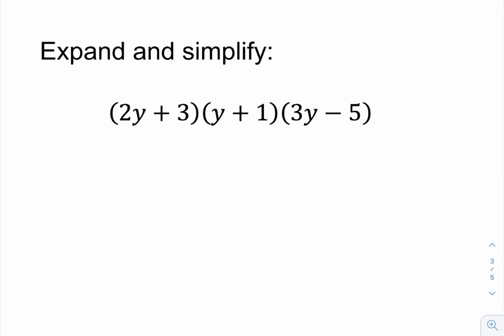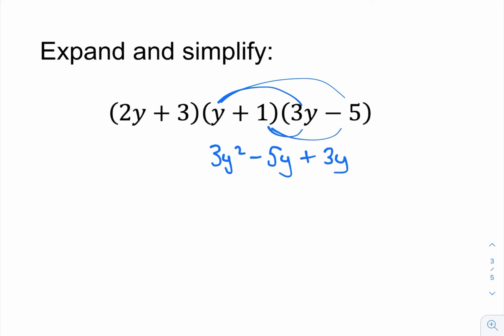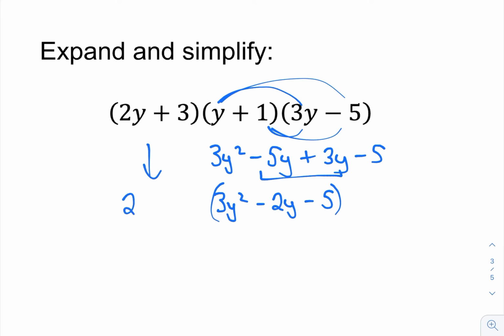Here's another question. If you're happy with the last example, you can give this a go. If not, I'll take you through this one again. So we'll start with the second pair of brackets. So we'll multiply these two parts together. And that will leave us with 3y squared. Subtract 5y. Add 3y. Subtract 5. And we can put these two terms together in the middle. Negative 5y add 3y leaves us with negative 2y, subtract 5. Put it in a bracket and bring back the 2y plus 3.